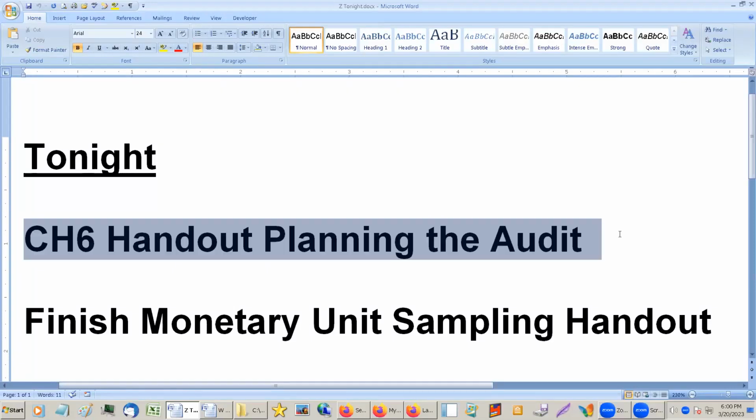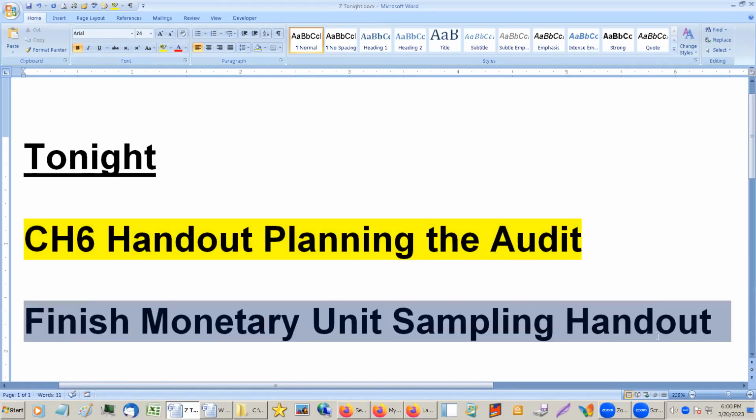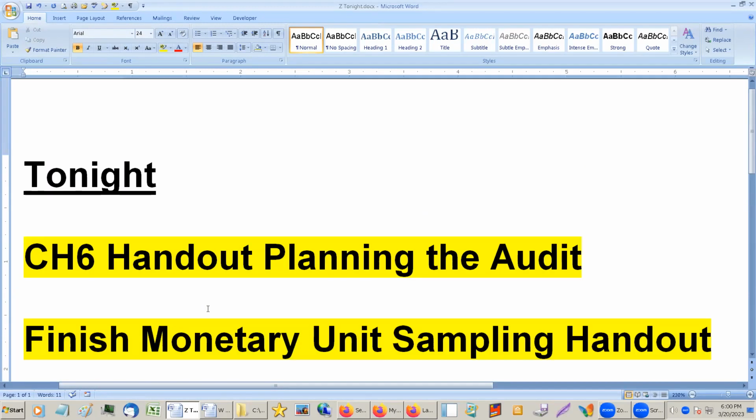We're starting on chapter 6. Well, probably won't finish it. I think we should finish the monetary unit sampling. I think there's one more problem to do on that. So we'll go through the planning and then finish the monetary unit sampling. That's it.